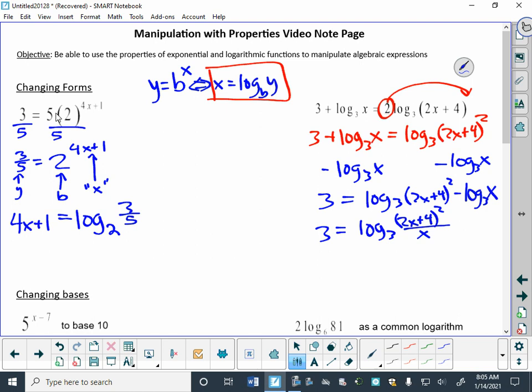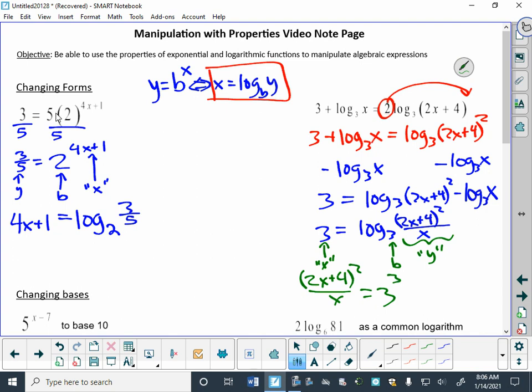And now it fits my pattern over here. This is my x from the formula above. I've got the log base 3, there's my base, and all of this stuff is my y. So rewriting it as y equals b to the x, I get 2x plus 4 squared over x equals b, which is 3, raised to the x power, which is also 3.